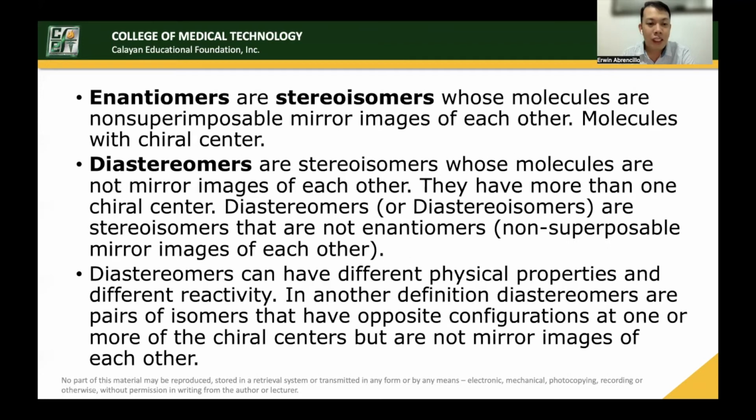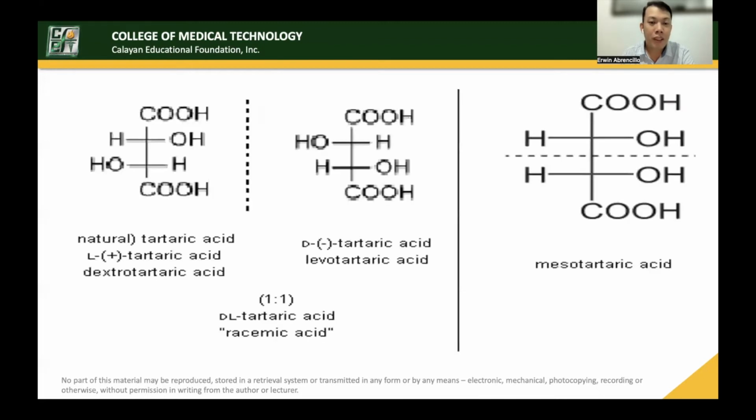Diastereomers can have different physical properties and different reactivity. In another definition, diastereomers are pairs of isomers that have opposite configurations at one or more of the chiral centers but are not mirror images of each other. So let us look at the next slide so that you can look into the example, so that all these explanations can be applied to that.